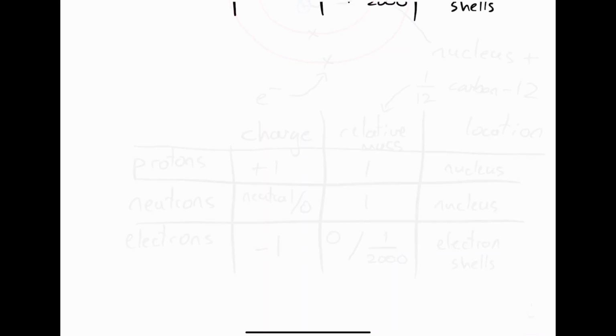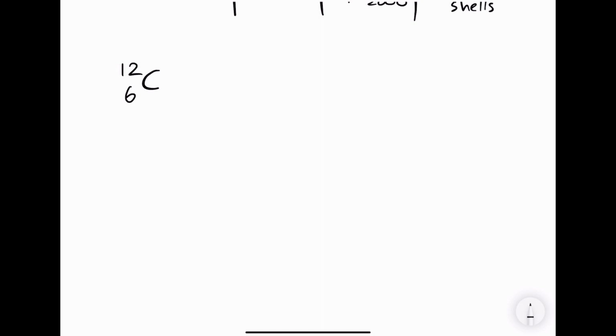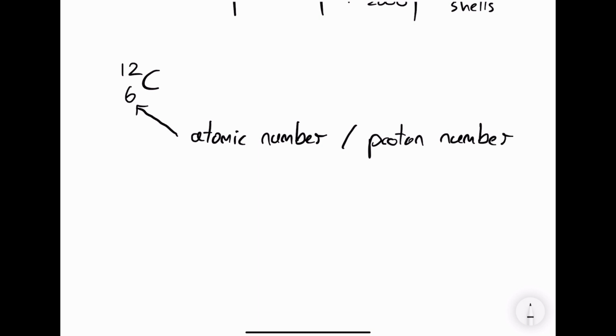around the nucleus. So from the periodic table, how do we determine how many protons, neutrons, and electrons an atom has? If we look at each tile in the periodic table, it has a symbol for an element, and then it will have 2 numbers. Now the smaller number is called the atomic number, or the proton number. And the bigger number is called the mass number.